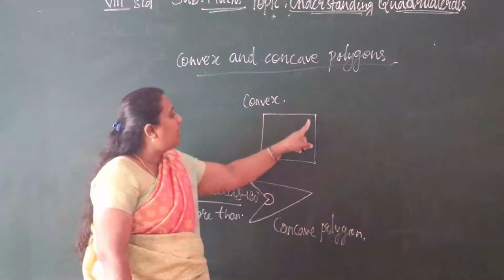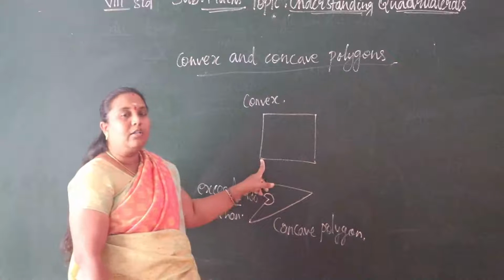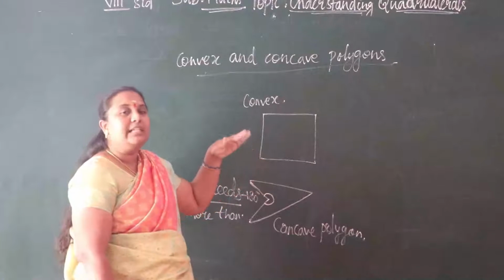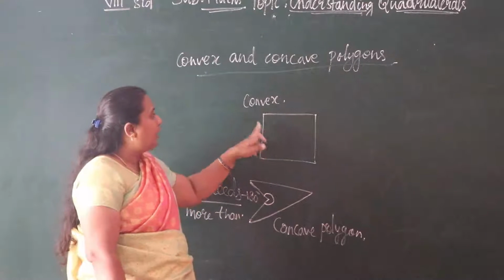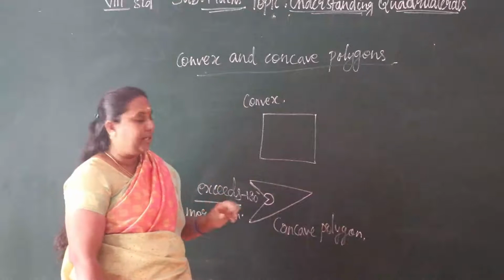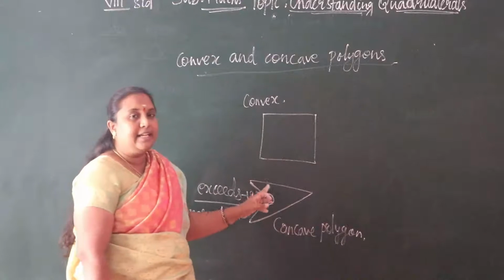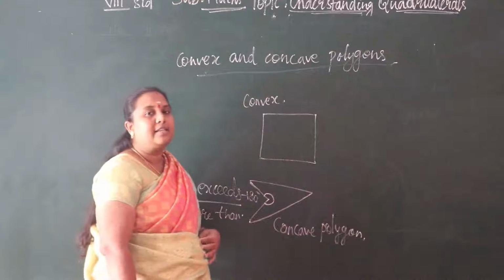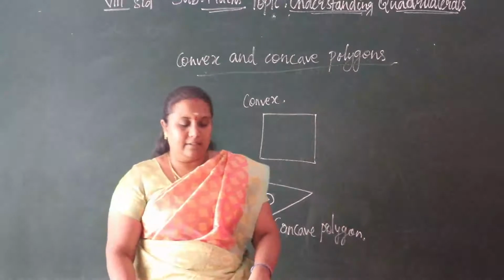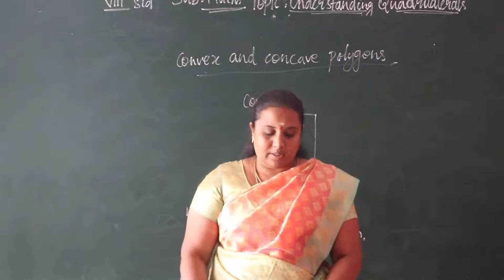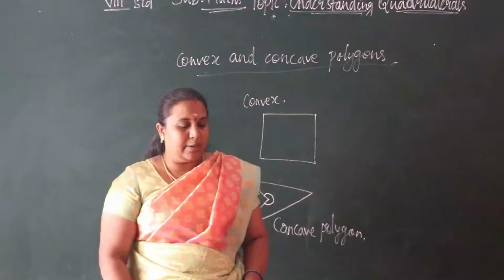So if all the angles of your polygon are less than 180 degrees, we can say it is a convex polygon. If one angle exceeds 180 degrees, we can say it is a concave polygon. Understood, children? Then we move on to regular and irregular polygons.